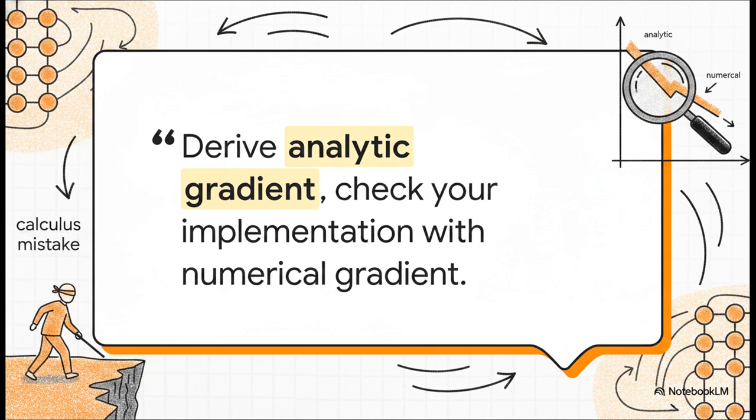Which brings us to a massively important rule of thumb for AI researchers. In practice, you absolutely must derive the analytic gradient so your network trains fast and perfectly. But, and this is a big but, to make sure you didn't drop a negative sign or make some calculus mistake that ends up sending your blindfolded hiker marching straight off a cliff, you always check your implementation against the simpler numerical gradient. It serves as the ultimate reality check for your math.